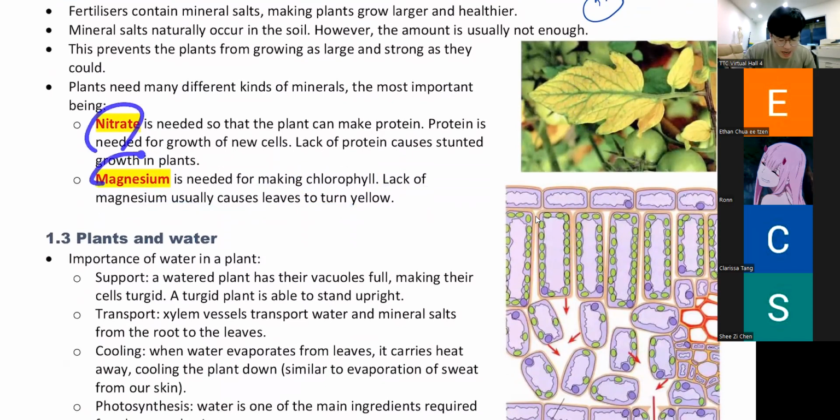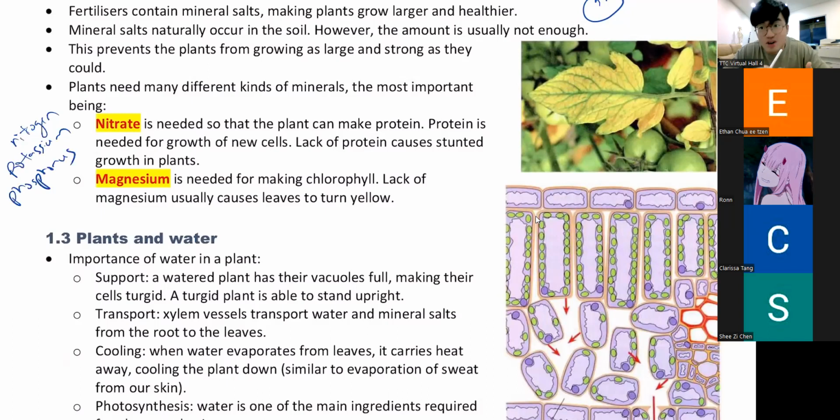These are just two, guys. Do you know plants need a lot of things? Plants need nitrogen. Plants need potassium. Plants need phosphorus. These are just among the few. Plants need copper, molybdenum, chromium, calcium, magnesium, and for each nutrient, if you lack it, they will have different symptoms, right?